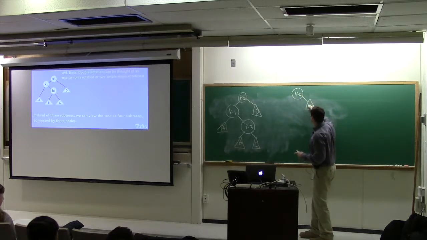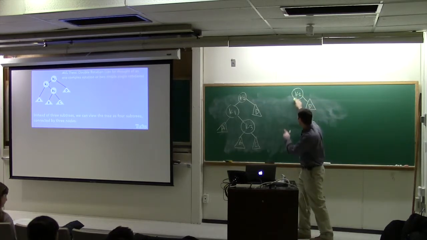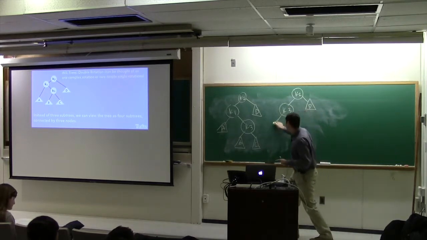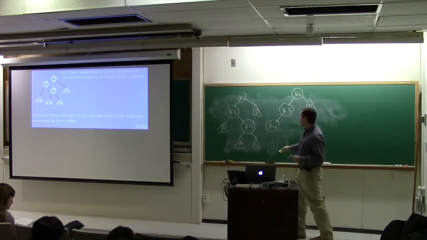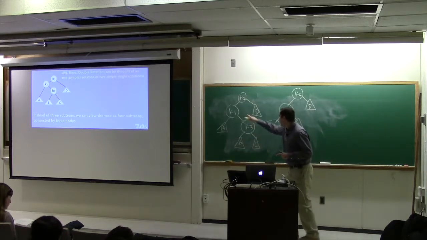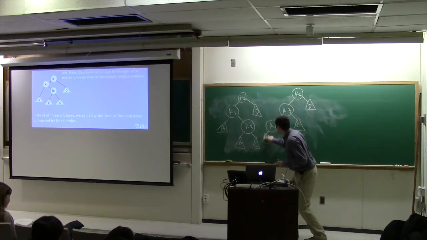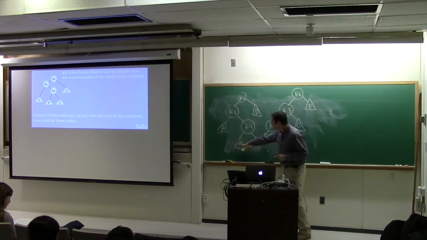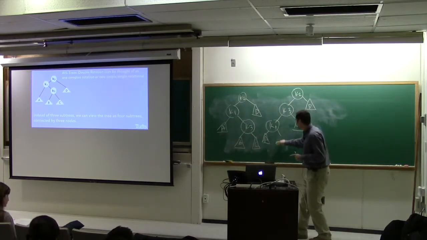K2 and D. OK? And then we have K3 will come here. And then K1 is going to be here. And K3 has still got C bigger than it, C. OK? And then K1 is going to still have A smaller than it. And then notice B is bigger than K1 but smaller than K3. So it should go like this.